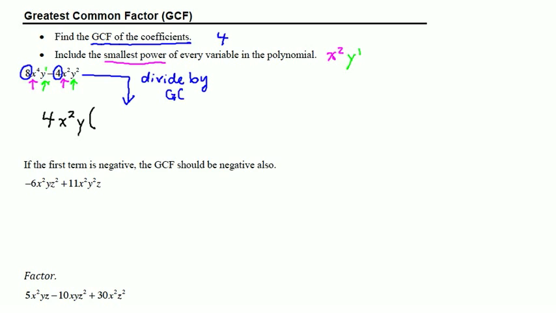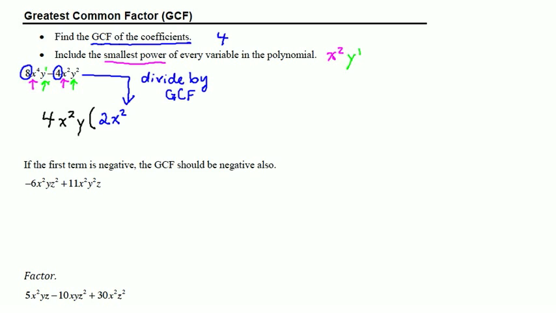When I divide, I'm going to divide the coefficients, so 8 divided by 4 would give me 2. X to the 4th divided by x squared, I would use the quotient rule and subtract the powers. 4 minus 2 is 2 factors of x. And y to the 1 divided by y to the 1 would leave me just a factor of 1, which I can leave out.